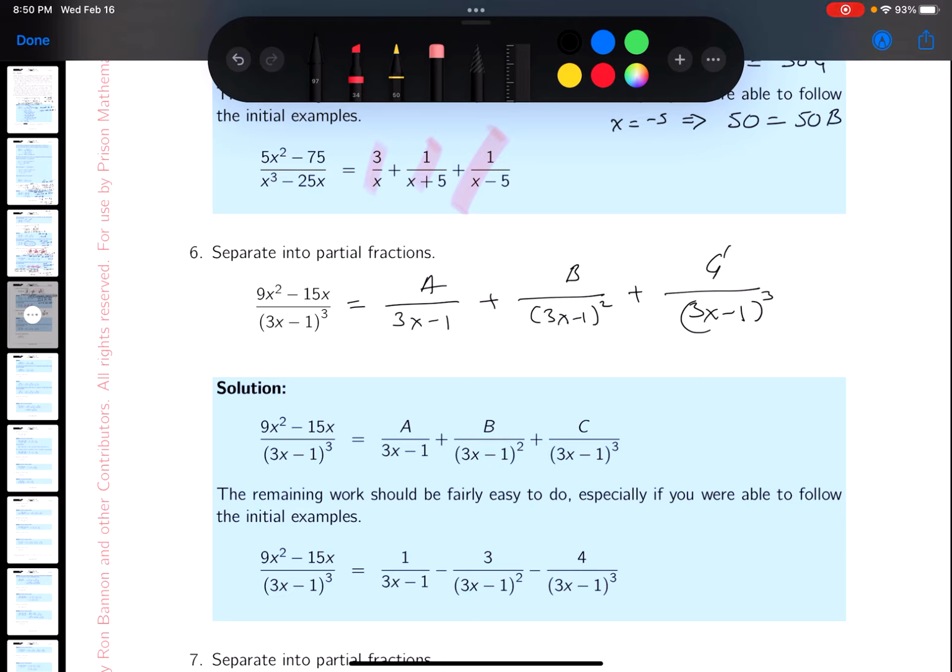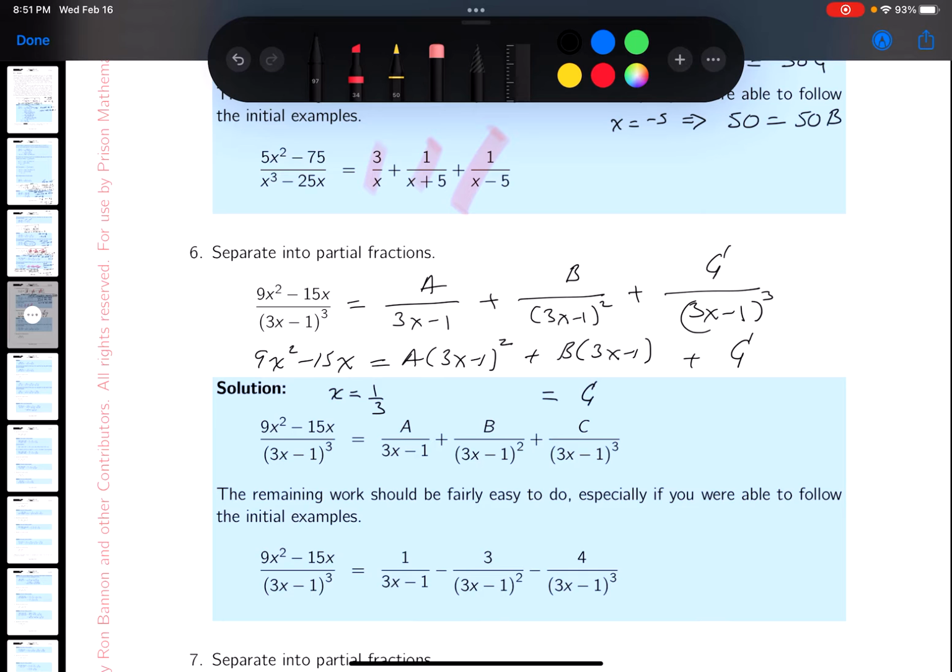I'm going to multiply the left and right side by the LCD, and you're going to get 9x squared minus 15x equals A(3x minus 1) squared plus B(3x minus 1) plus C. All right? Again, I would say that the value that you should pick is an easy value, and I'm going to pick x to be 1/3. The number one reason for that is on the right side, two of the terms disappear immediately, and what we're left with is C.